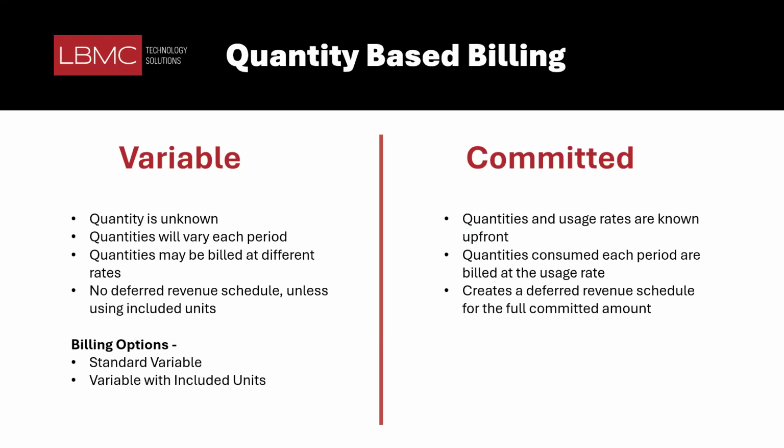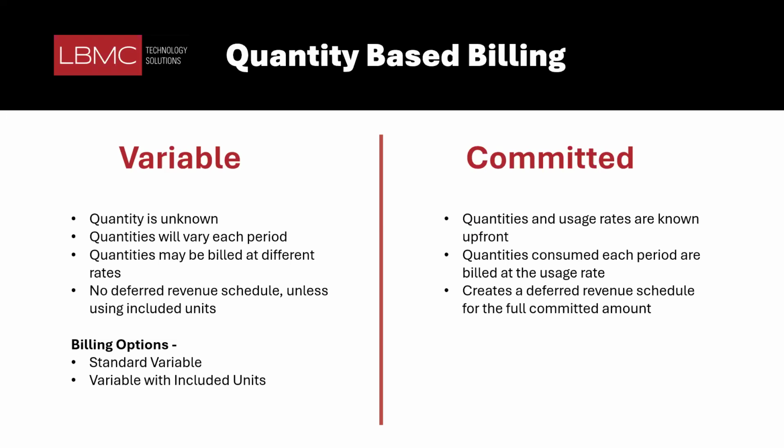The first is going to be variable. Now, with variable, the quantity for the contract line is unknown. Quantities will vary each period. You may not even have some for some periods. Quantities may be billed at different rates as well. So, for these variable ones, there is usually no deferred revenue schedule unless you are using included units, and we'll talk about that here in a second.